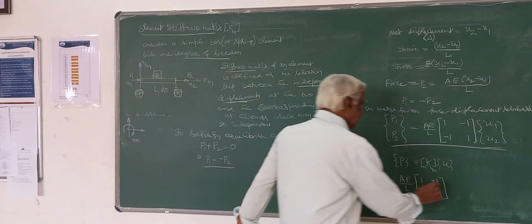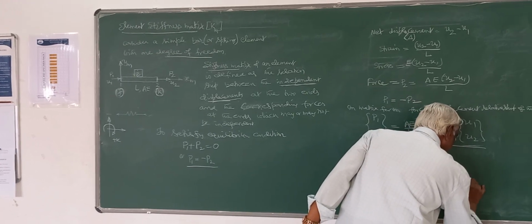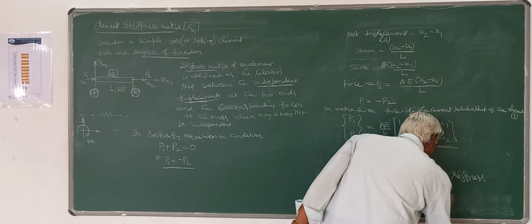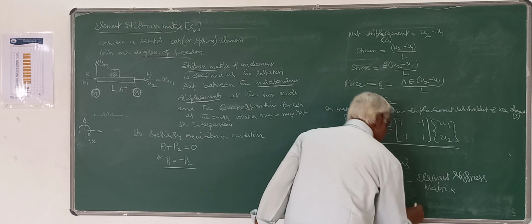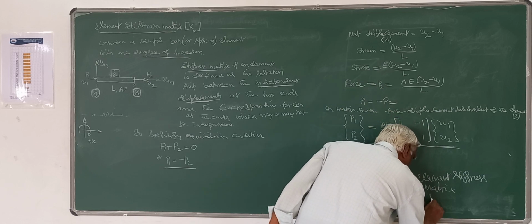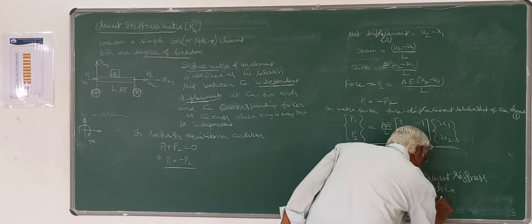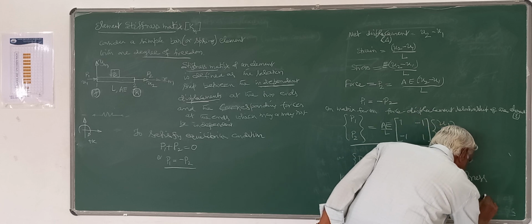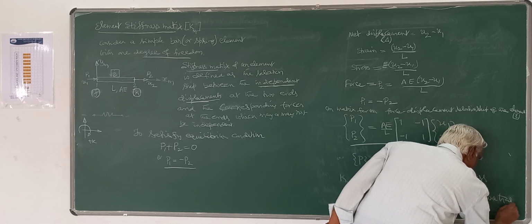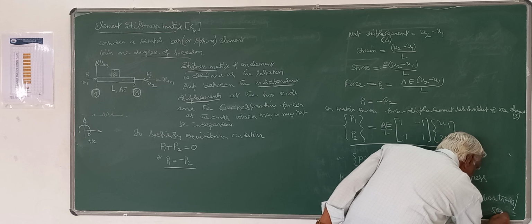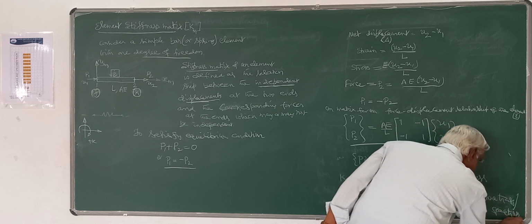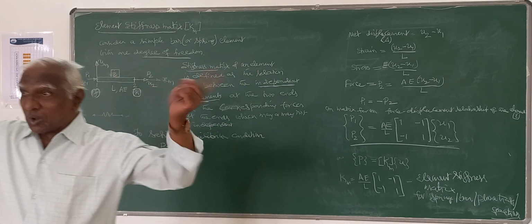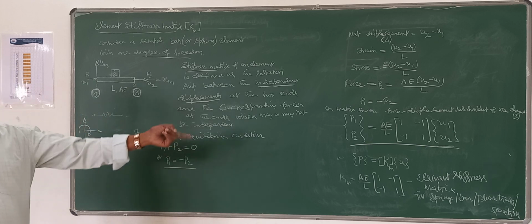So this element stiffness matrix I have now defined. This is called the element stiffness matrix. This you have to remember. Element stiffness matrix for a bar, a spring, plane frame, a plane truss, or even a space truss. I am not talking about global. Global is a different thing.